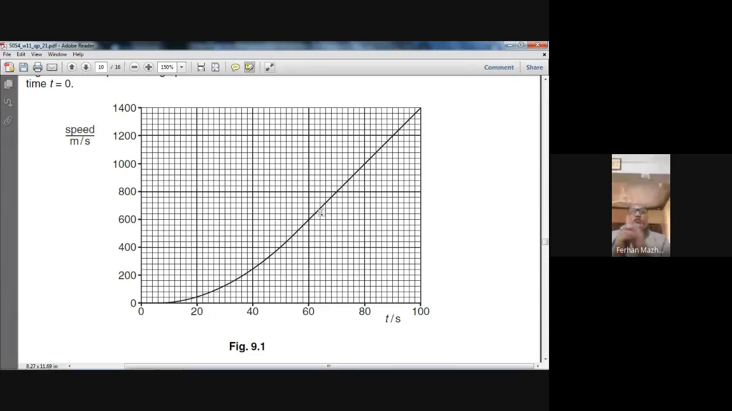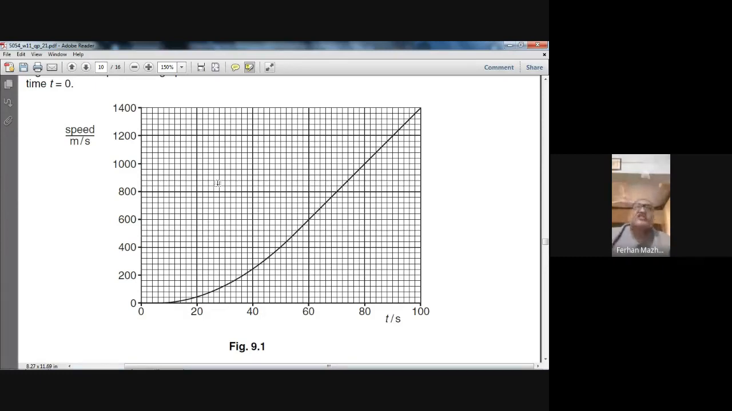Then I will use the formula for the gradient. The formula is y2 minus y1 divided by x2 minus x1. You must have learned in your mathematics class how to find the gradient of a line if 2 points are given: y2 minus y1 divided by x2 minus x1. You will find the gradient, and that will be the acceleration.